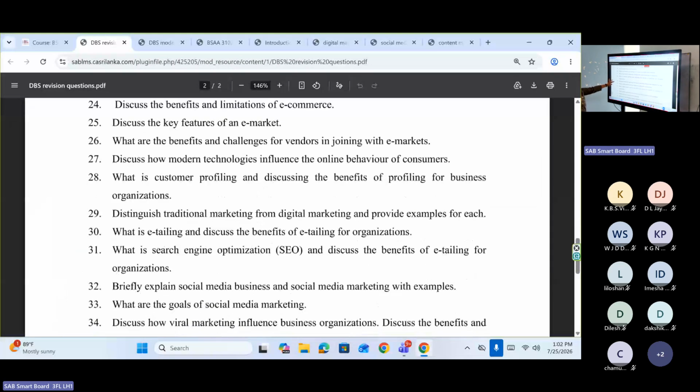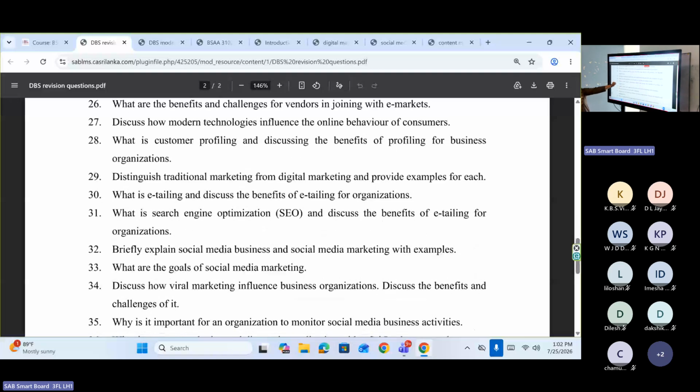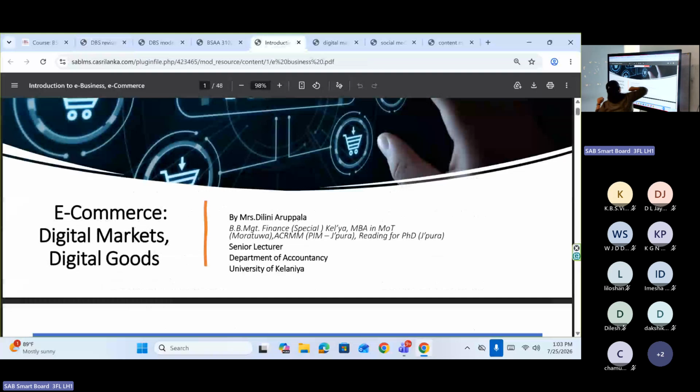Then we have to distinguish traditional marketing from digital marketing. We were discussing different traditional marketing methods like billboards, newspaper advertisements, and so on. And then we were talking about digital marketing methods. You can just compare. And what is e-tailing? And discuss the benefits of e-tailing. So that we also discussed. And the search engine optimization, all these are discussed, right?